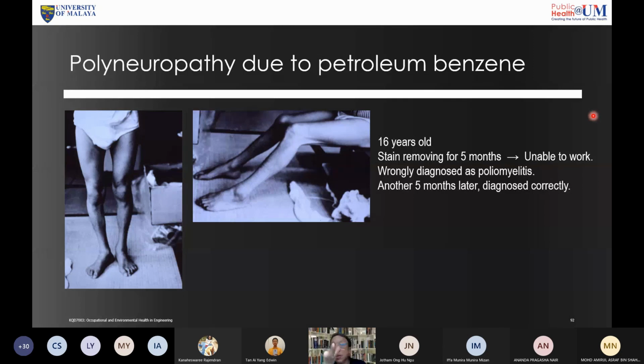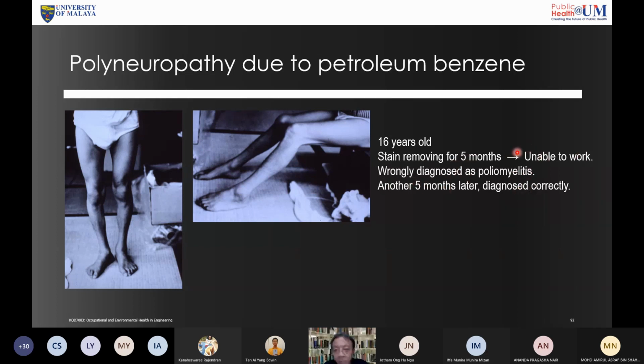So when you use benzene for degreasing, it can cause you to have polyneuropathy. Polyneuropathy means many of your peripheral nerves are affected. It causes muscle loss. You can see the muscle has been lost, and then basically he will have difficulty walking because of the foot drop. Stain removing for 5 months, unable to work, wrongly diagnosed as poliomyelitis.